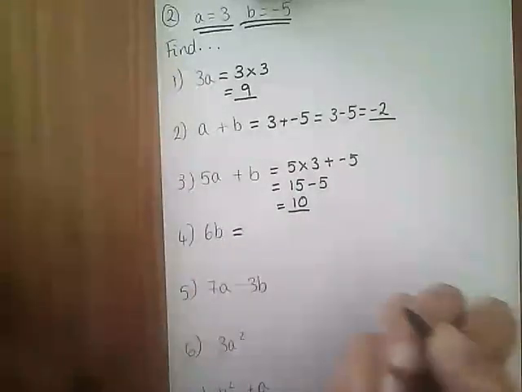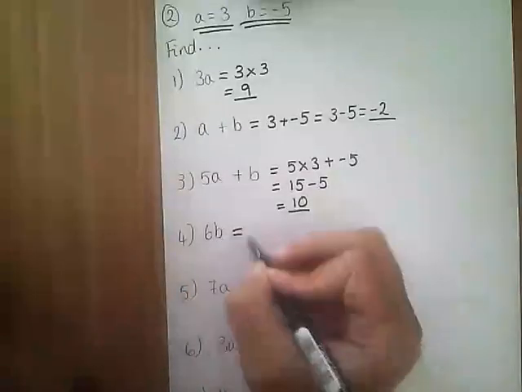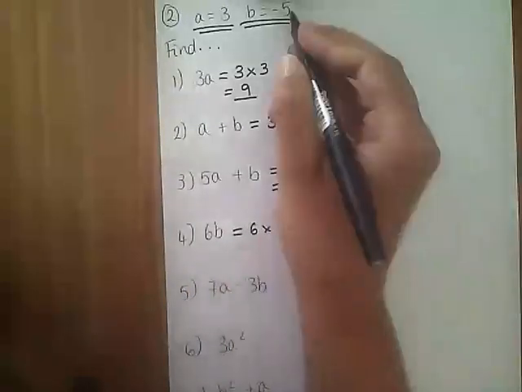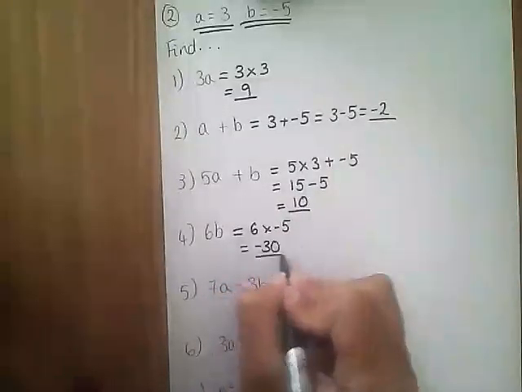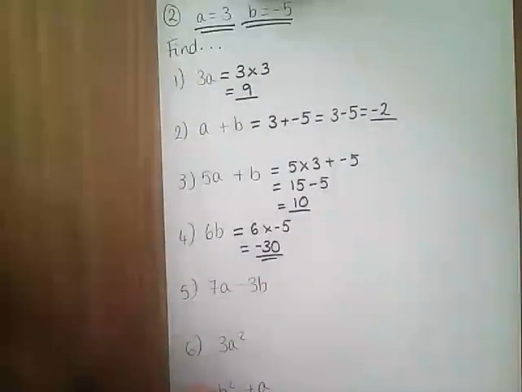Okay, 6b. 6 times b is what that means, so we've got 6 times whatever b is, minus 5. 6 times minus 5 is minus 30. Okay, hopefully it's making sense.